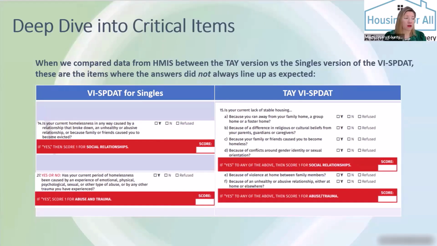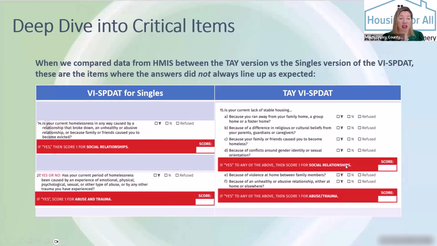So one of the areas where we saw the most difference in scoring is if you look at question 14 and 27 on the standard or traditional version of the VI-SPDAT versus question 15 on the TAY version of the VI-SPDAT. So 14 and 27 are pretty broad. There are some specifics, but it's kind of a more generalized version of the question, whereas the TAY version, question 15, gets really specific.